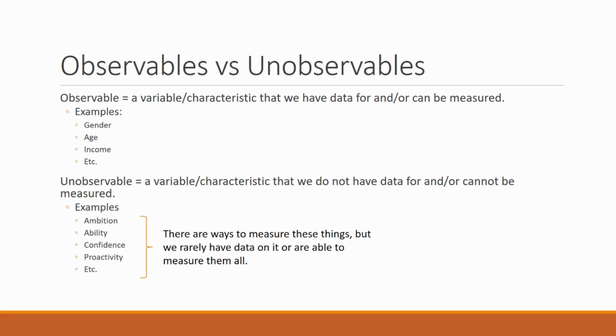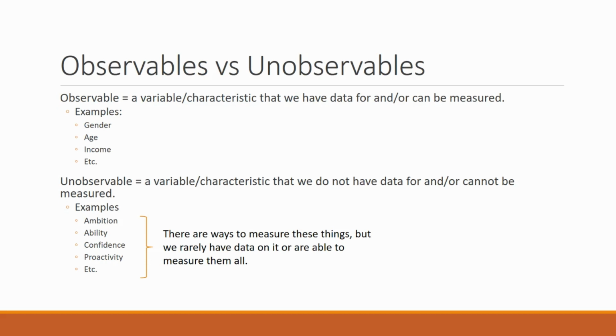So unobservables are oftentimes things like ambition or ability or confidence or proactivity. These things are hard to measure. It's hard to measure how committed I am, how proactive I am, how confident I am, how ambitious I am. And so it's hard to have data on these things. These things we would often call unobservables, unobservable characteristics. We can try to measure them, and so in some way they're observable, but it's difficult to get data on these variables, on these characteristics.